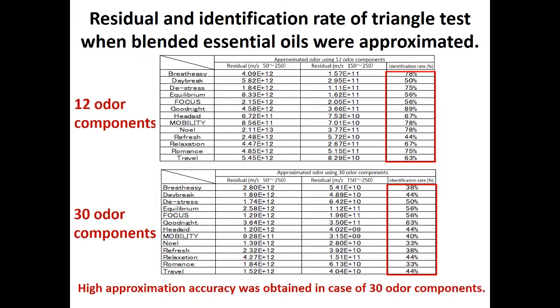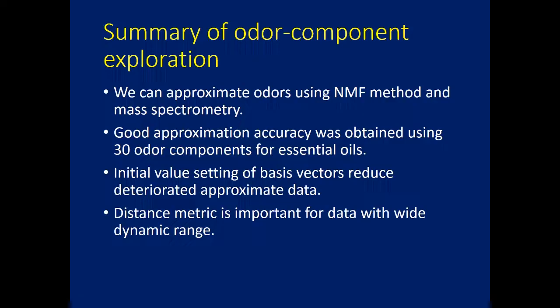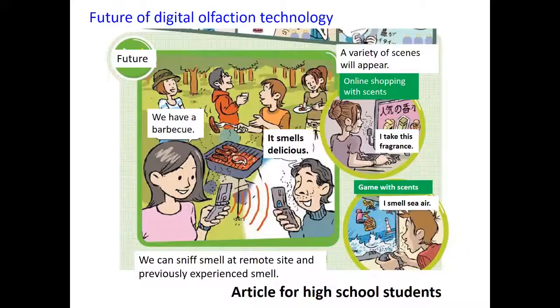And so this one is the sensory triangle test to discriminate the original flavor from the approximated flavors. In the case of 12 odor components, the approximation is actually not so good, but with 30 odor components, the approximation is much, much better than with 12 odor components. And so this is the odor component section.